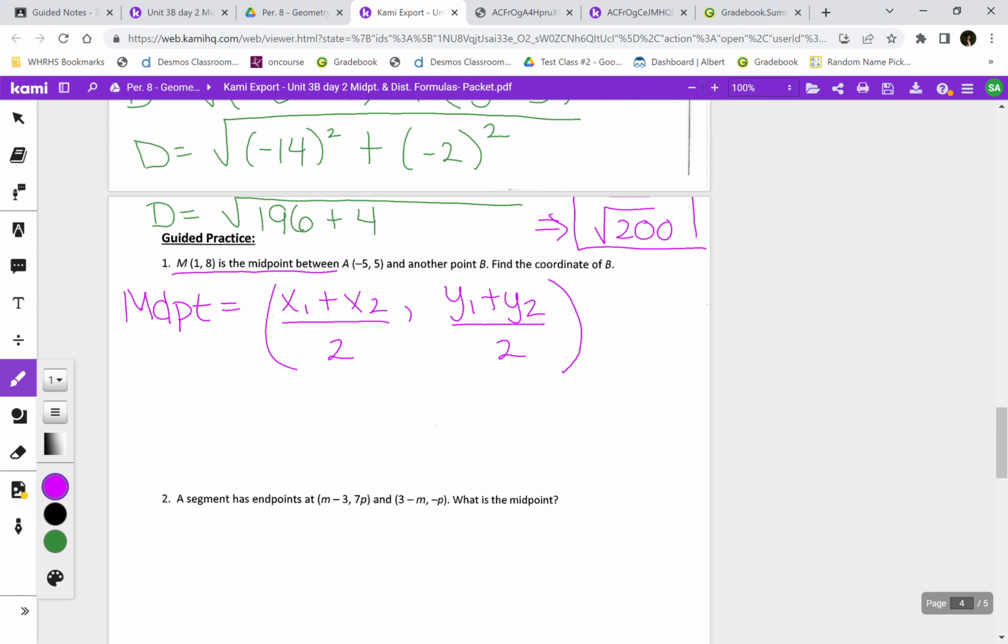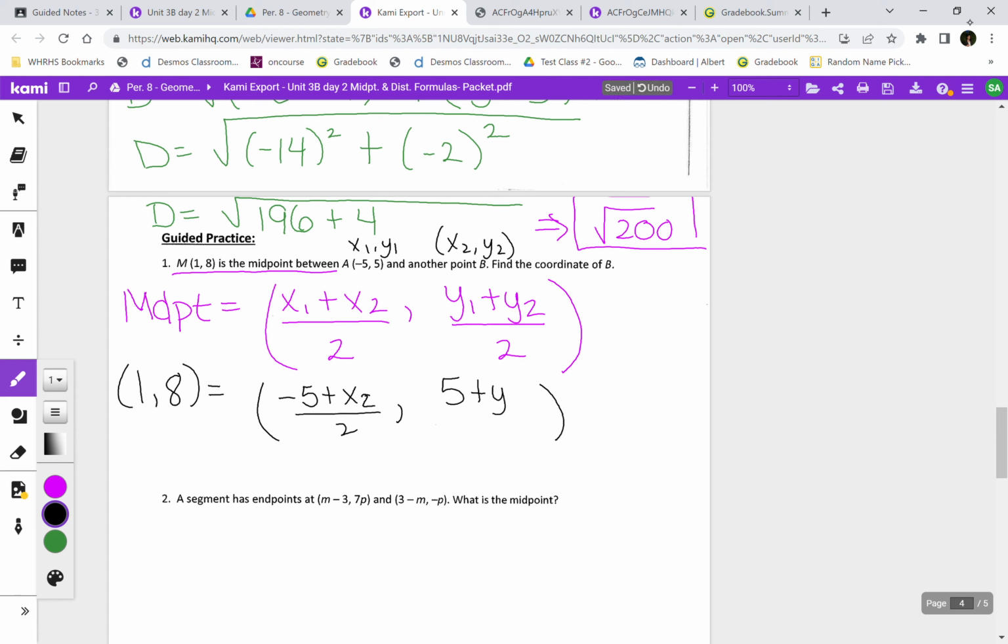So that means 1, 8 is equal to, now we have A, which I'll call x1, y1. Do we have point B? No, I'm going to call point B x2, y2. So if we're plugging into the formula, we're going to have negative 5 plus x2 over 2, and then we're going to have 5 plus y2 over 2.